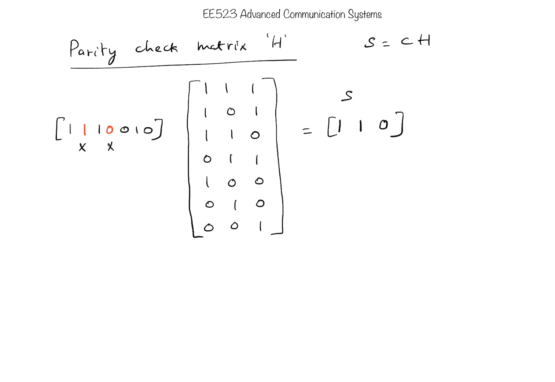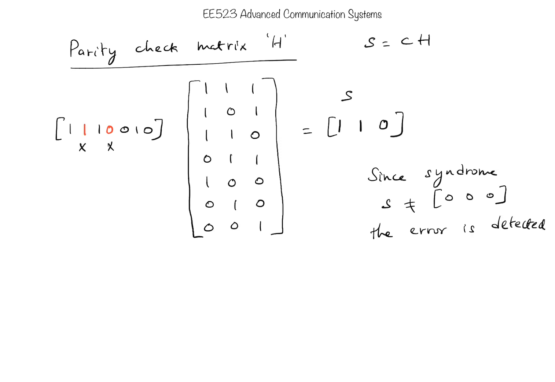What you notice now is clearly it is not 0, 0, 0. Therefore, it is able to detect the error. Since the syndrome S is not equal to 0, 0, 0, the error is detected. But can it correct the error? Well, it depends. Let's see.